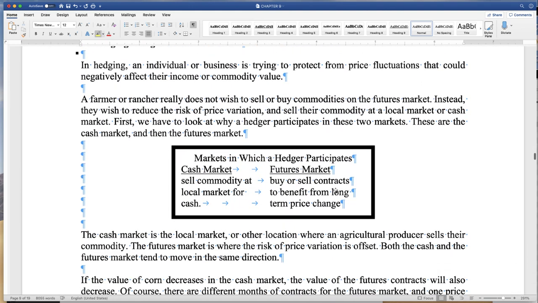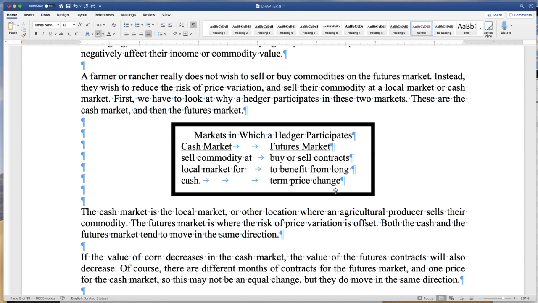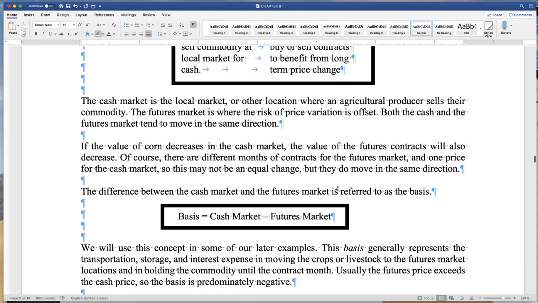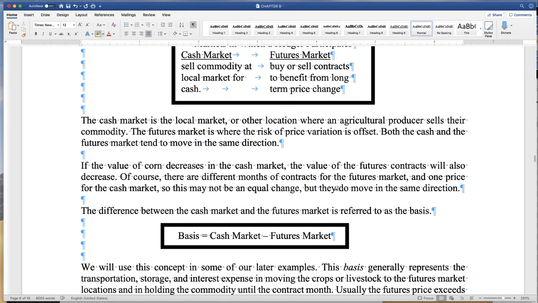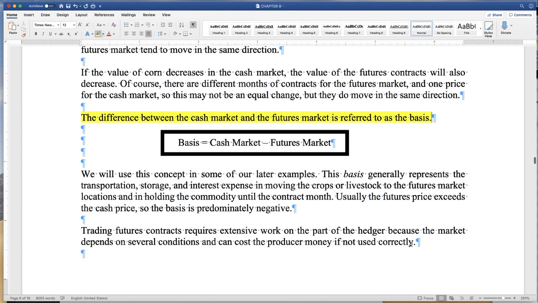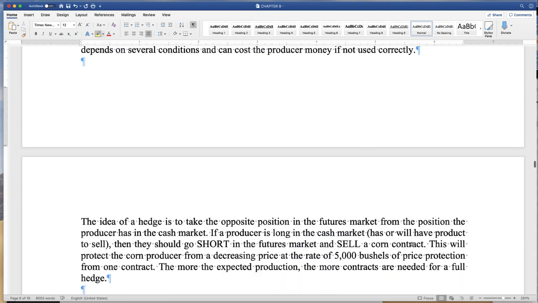But really I want to get to the hedge in the futures market. How does that work? There are some other terms to make sure you're familiar with. One of those is the basis. The basis is the difference between the cash and the futures market, and that's called the basis. Make sure you know how to calculate that. We've done that in some different situations.